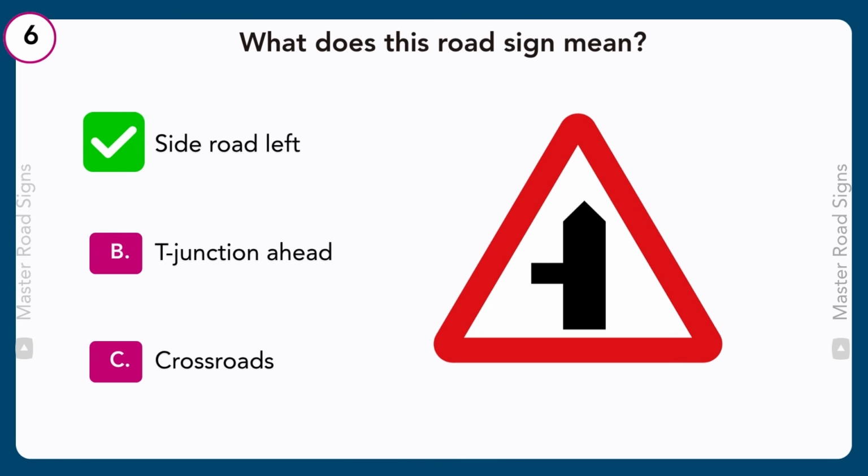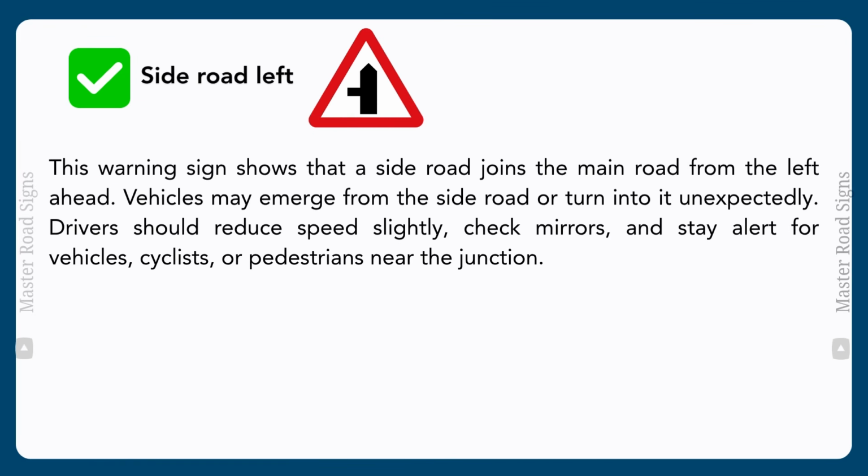Option A is correct, side road left. This warning sign shows that a side road joins the main road from the left ahead. Vehicles may emerge from the side road or turn into it unexpectedly. Drivers should reduce speed slightly, check mirrors, and stay alert for vehicles, cyclists, or pedestrians near the junction.